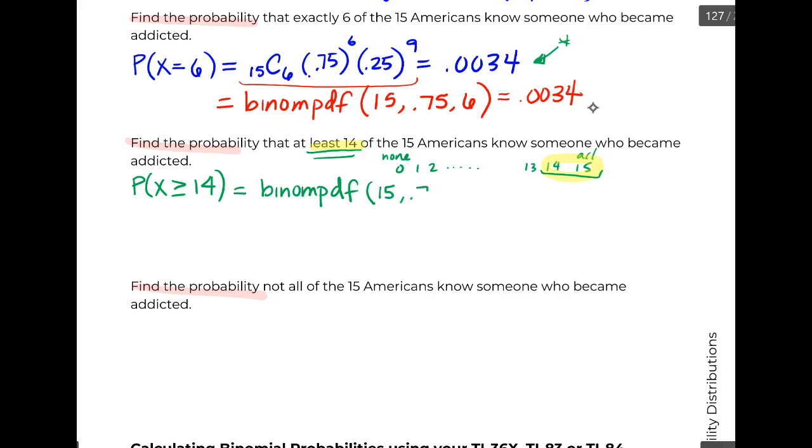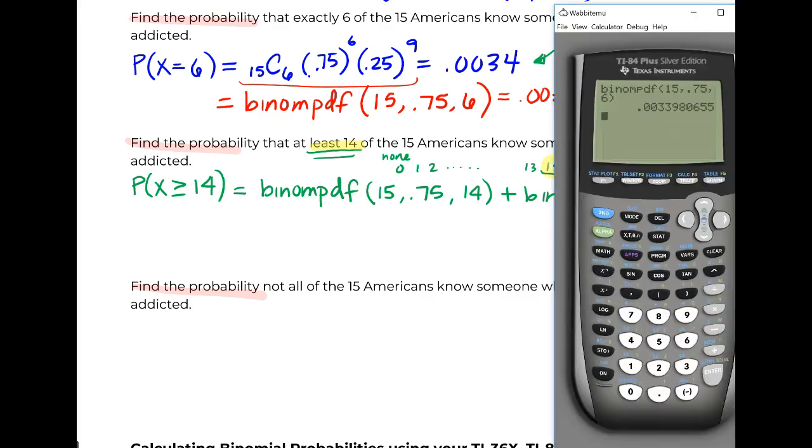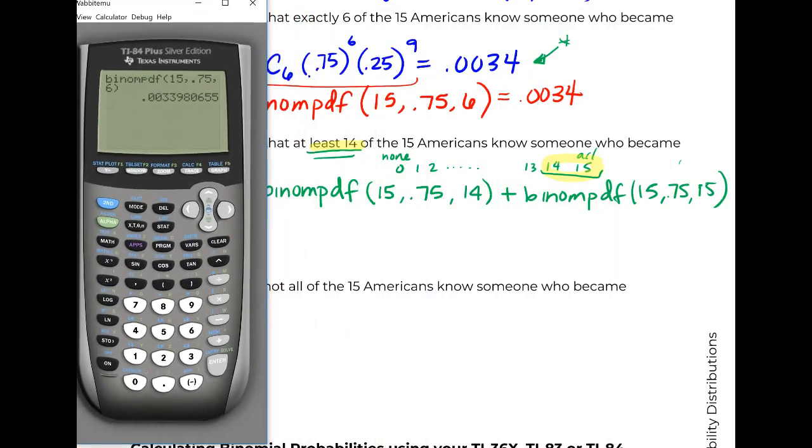Still type in our N and our P, they haven't changed. And we need to add that to binom PDF of 15. Oops, that's not 75. So here's a quick trick, especially if you're doing this for the worksheet. If you do second and enter, it'll bring back whatever you last typed in, so you'll be able to just change out your values really quick.